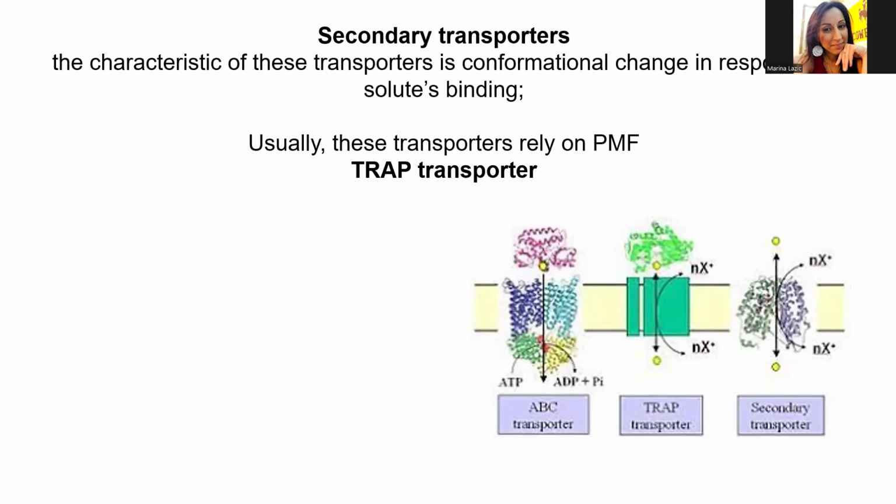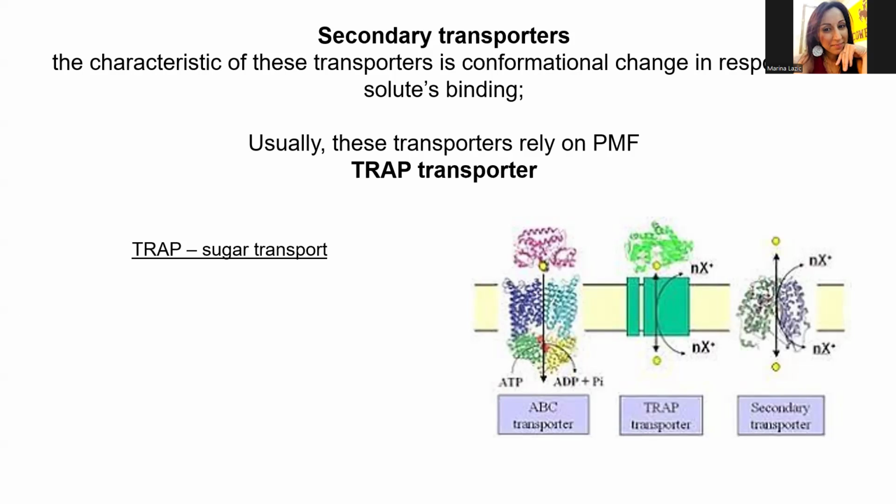And the end result is solute is driven to the same side. So they rely on proton motive force. That's why you will see this example of TRAP transporter, which is a sugar transporter, and you will see why it relies on PMF. There is no ATP involved there.